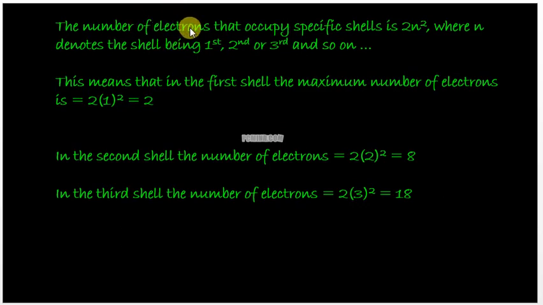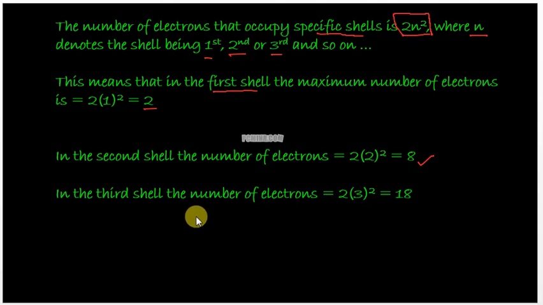So let's see how many electrons can be allowed in a particular shell. The number of electrons that occupy a specific shell is calculated from 2n squared, where n is the number of the shell we are talking about, like the first shell, the second or third, and so on. So for the first shell, the maximum number of electrons will be 2 times 1 squared, which is 2. In the second shell, it's 2 times 2 squared, so that's 2 times 4, which is 8.